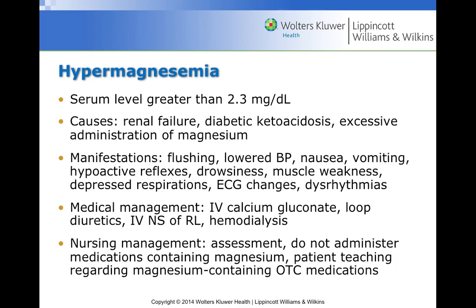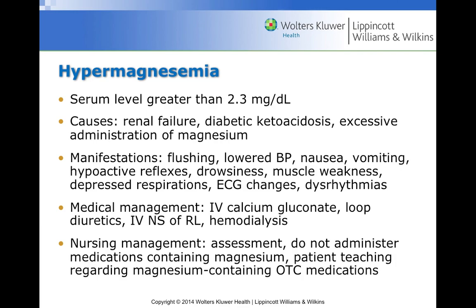Patients at risk should, of course, be identified. If it is suspected, you as the nurse must monitor vital signs, noting any hypotension or shallow respirations, and observe for decreased deep tendon reflexes, or your DTRs, and changes in the level of consciousness.